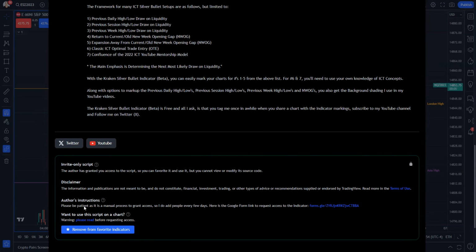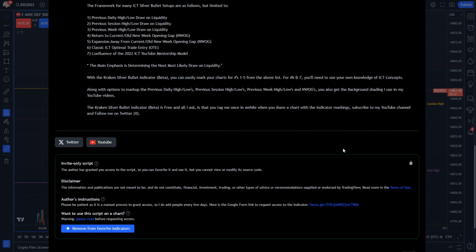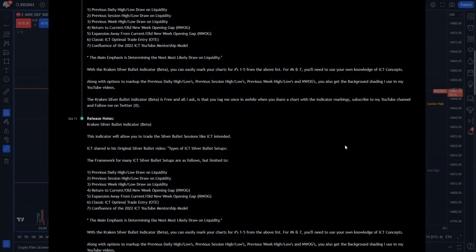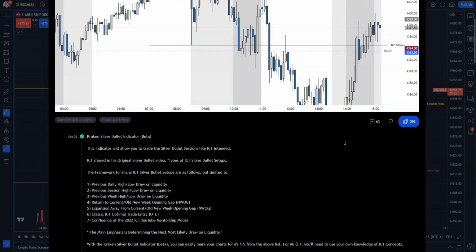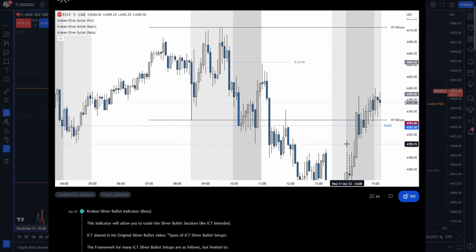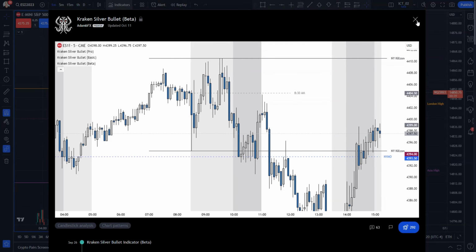So this indicator needs to be authorized from the owner, so please be patient. There's a manual process to grant access, so I do add people every few days. Here's the Google form link to request access to the indicator. So just fill in this form and go and check it out.